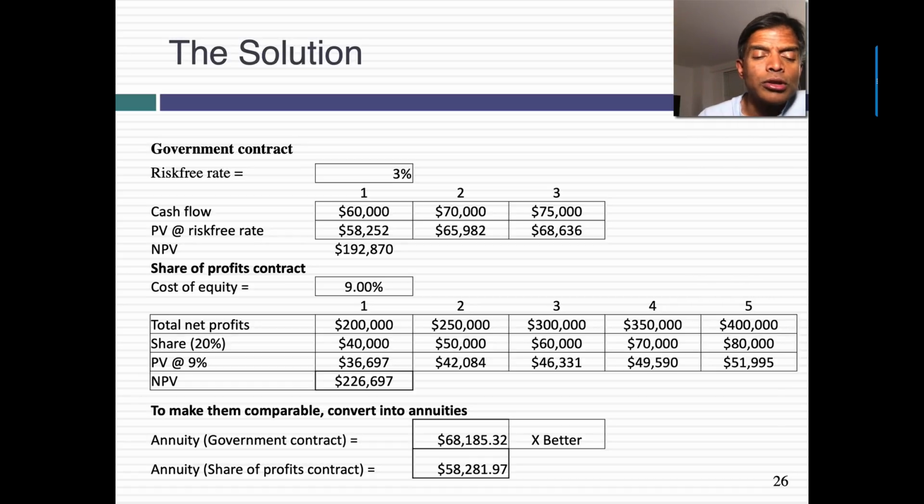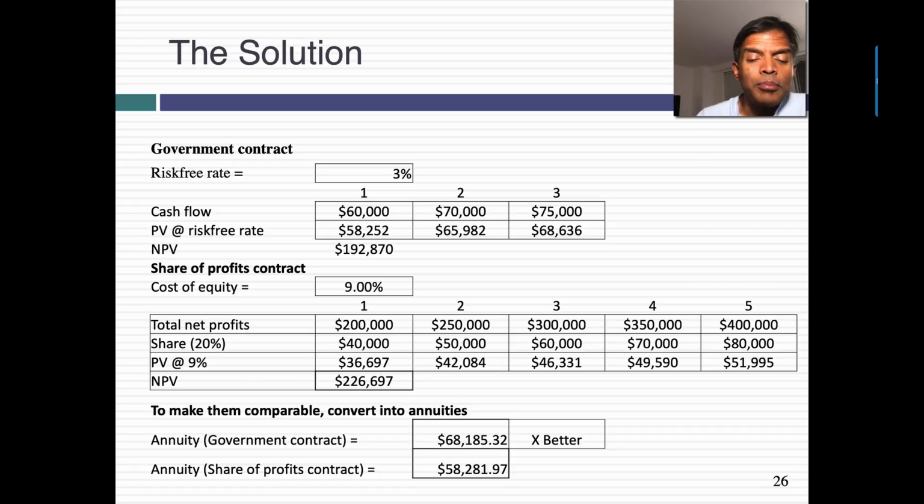On my second project, I come in and look at 5 years of cash flows. I take my share and I discount them back because this is an equity share, because you're taking a share of net profits. The key word is net profits. I discount them back at the cost of equity: risk-free rate plus beta times risk premium. A 9% cost of equity, I get a net present value of $227,000.